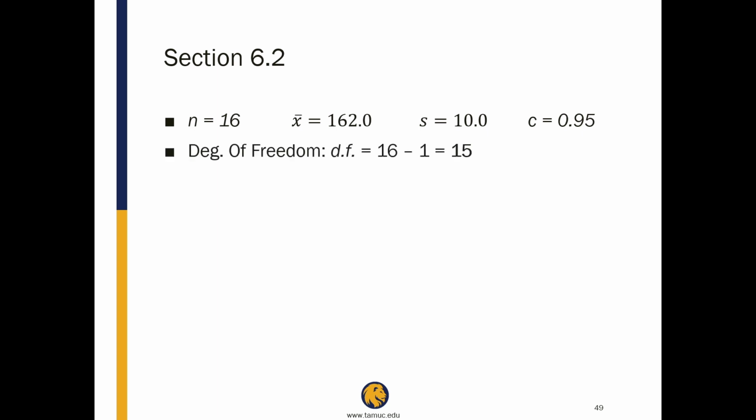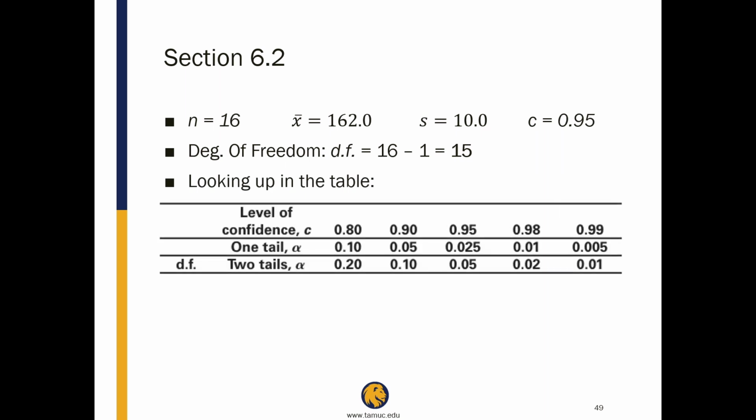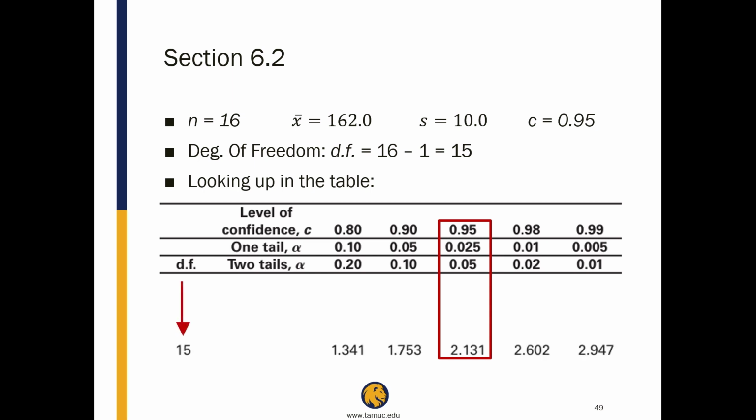We're going to next need to do the degrees of freedom. So df is equal to 16 minus 1, equal to 15. Now we're going to go to the table and look it up. The numbers we need to look up in the table, first off, for level of confidence are 0.95. And then the degrees of freedom, df, we'll look that up for 15. And that gives us our critical value, t sub c, equal to 2.131.